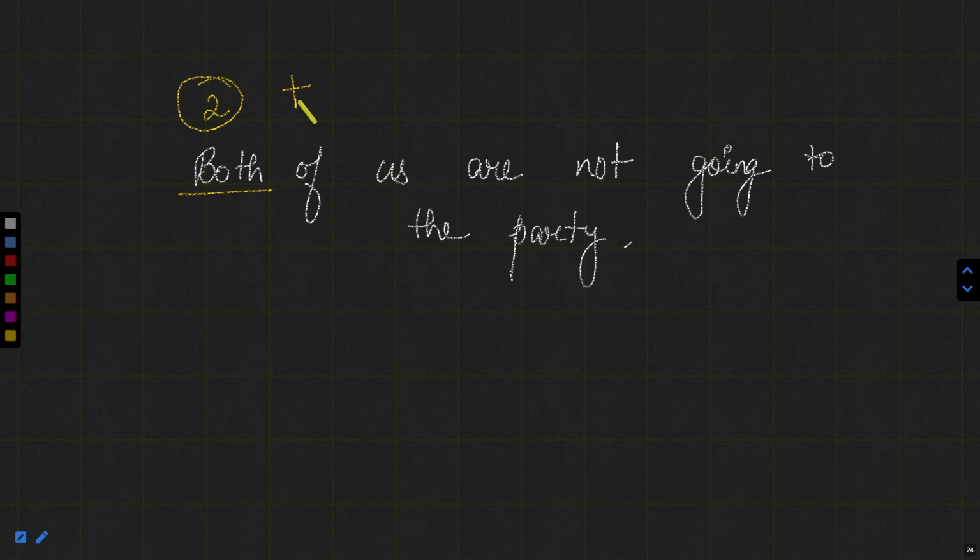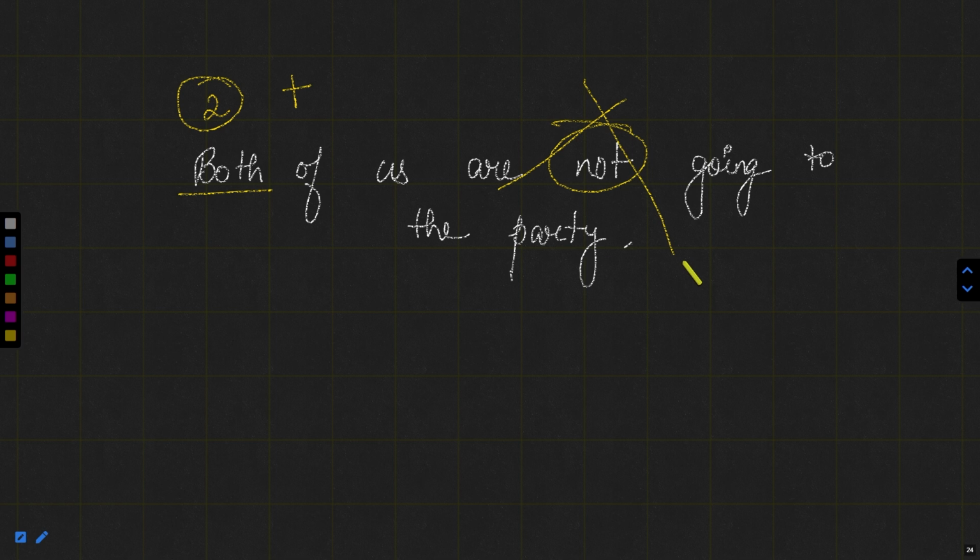And if I say both of us are not going, first thing the sentence is incorrect over here only, that we cannot use the word not. Now, if I rectify the sentence, the first thing which is very important, the meaning of the sentence should not change. Now here, if I just remove this word not from here, it will change the meaning of the sentence.